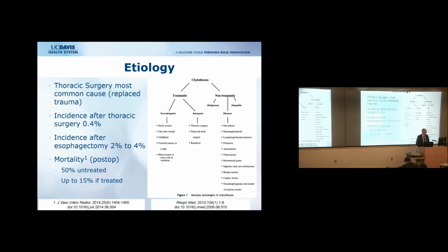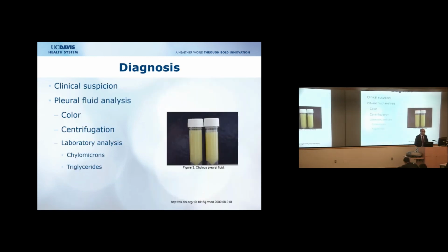And then why this becomes so important, especially in our post-surgical population, is that the mortality is significant, especially in post-op patients. And this is a little bit dated information, but it's up to 50% mortality if untreated with a thoracic duct leak. And it decreases to 15% with treatment. So let's move on to diagnosis.